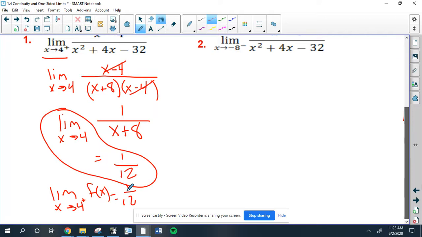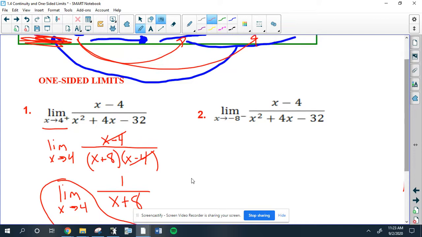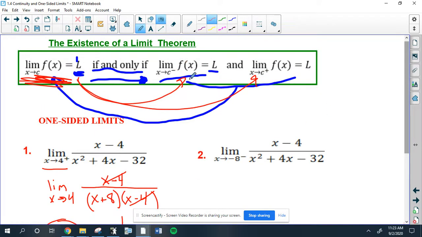Be careful going the other way. So say I knew a limit approaching the left was 3, I can't conclude this is true unless I show that the right part is also true.